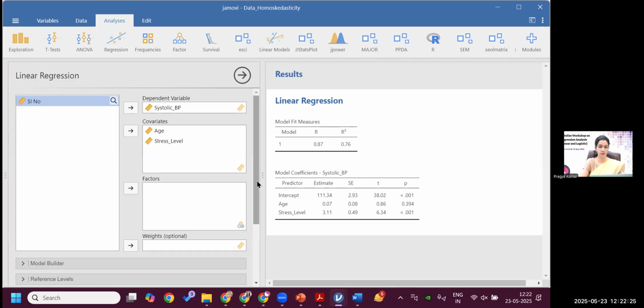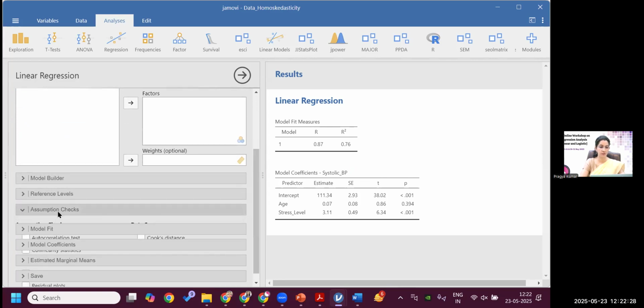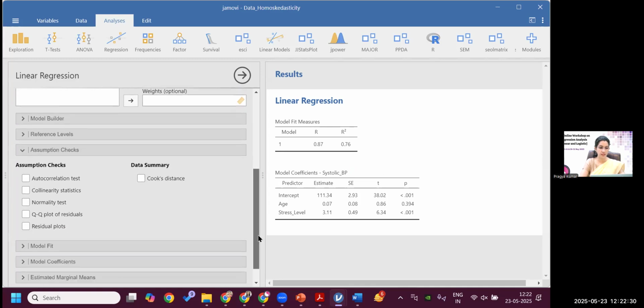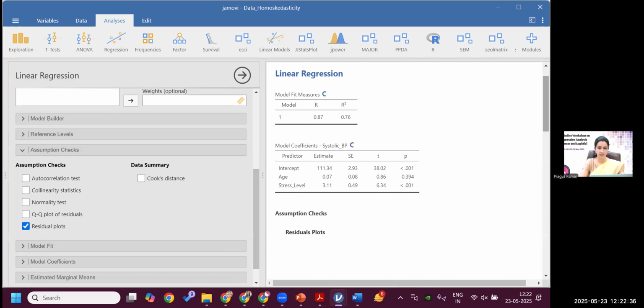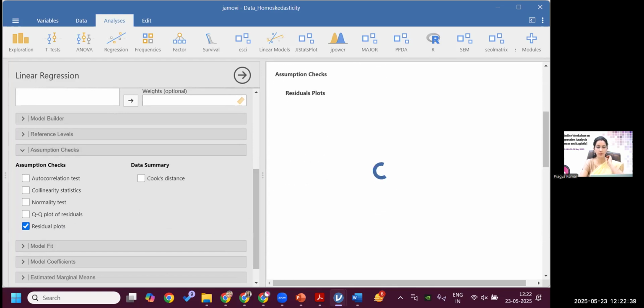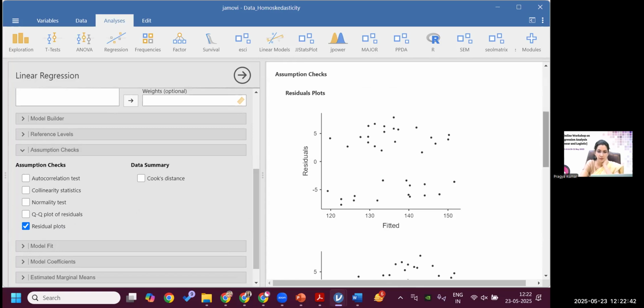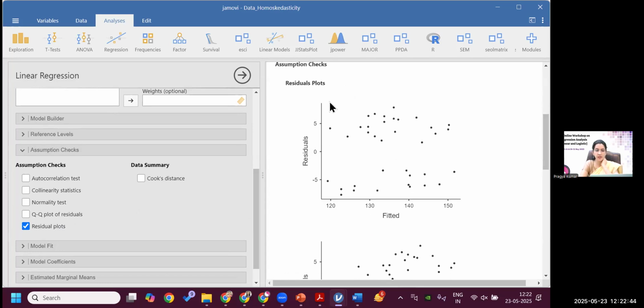So how to check? If I have to check for assumptions, I'll go to assumption checks, and I'll check this. Let's first see the residual plot. So how is this residual plot made? If you see, the first plot will be a plot of residual versus fitted. So what is fitted? Fitted is the predicted value. So it makes a plot with the x-axis as the predicted value and the y-axis as the residual. In the case of a residual, remember this 0 starts from here.